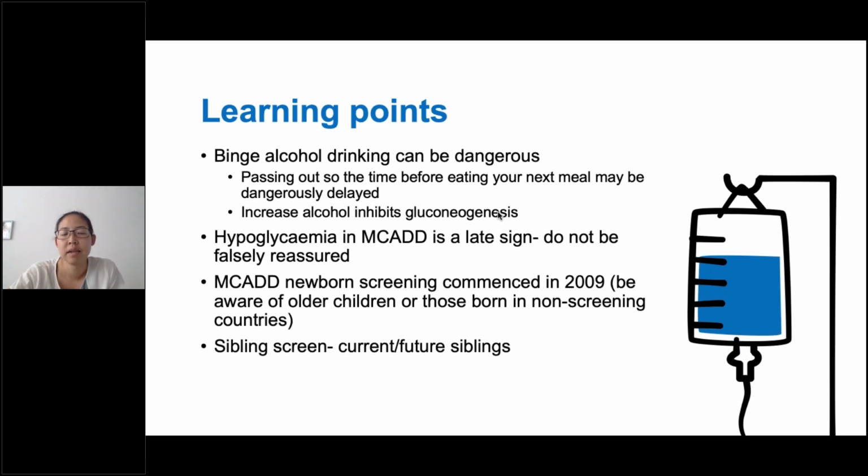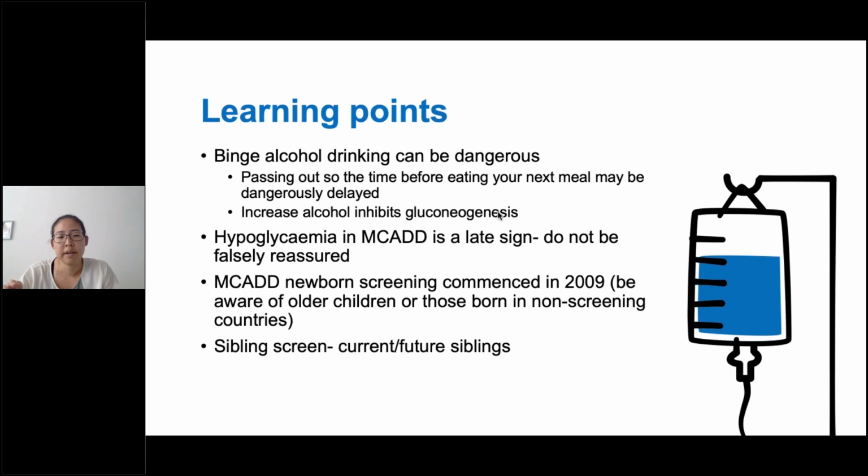Hypoglycemia in MCAD is a late sign. So this child went to A&E and the blood sugar was 4, and then they said, oh, it's fine. So do not be falsely reassured by the blood sugar, especially in fatty acid oxidation defects, because it's the last thing to go. As I said, MCAD newborn screening commenced in 2009, so you need to be aware of older children. I think it's really unlikely that they haven't presented, because by that time they would have had diarrhea, vomiting, and so forth, and the problems would have been found out much earlier on. But you need to be aware of those that are born in other countries which haven't been screened.